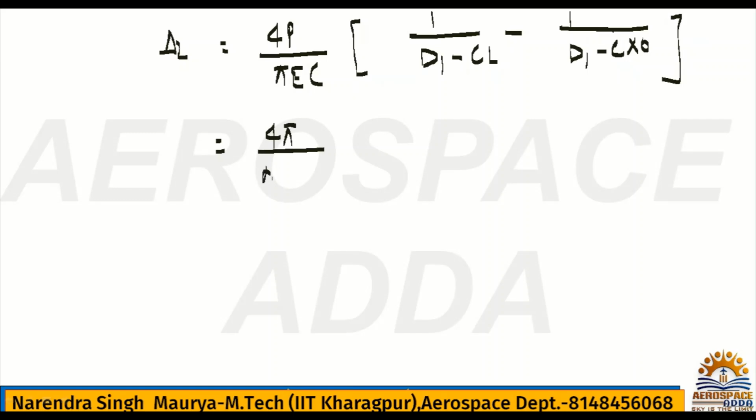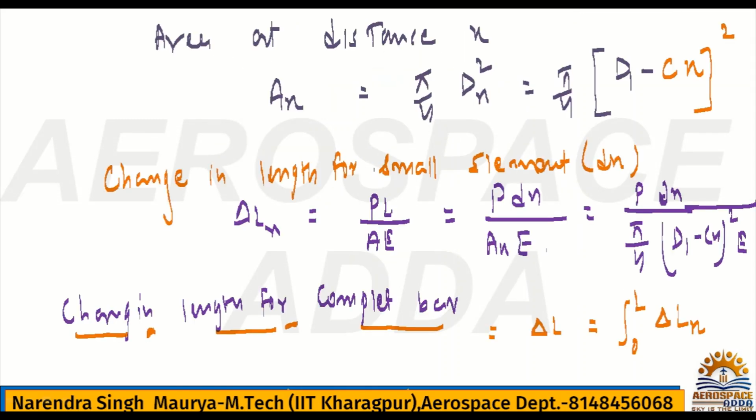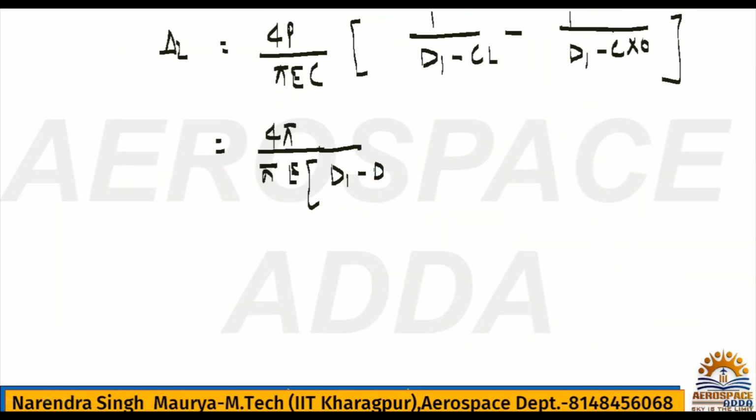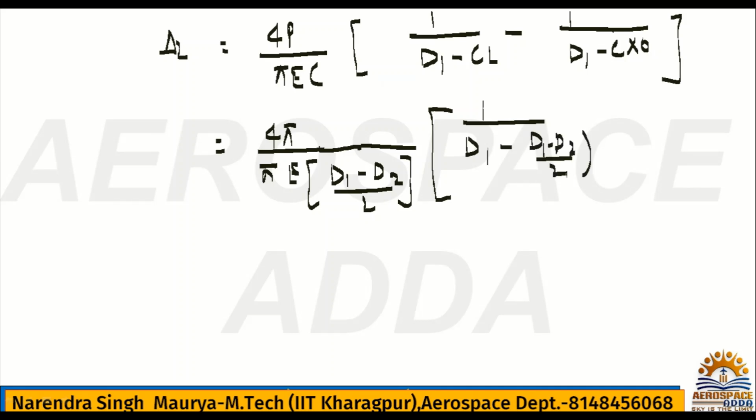So it is nothing but 4P by pi E. What is the C value? If you remember, let me remind, C is nothing but d1 minus d2 by L. This is what C is, right? And here 1 upon d1 minus C L is nothing but 1 upon d2, minus 1 upon d1, because the second term will be d1 as x is 0. Check here. You can take this L upside also.